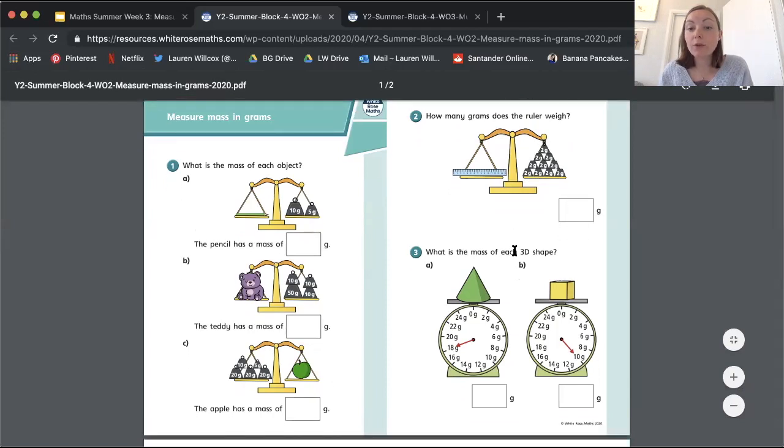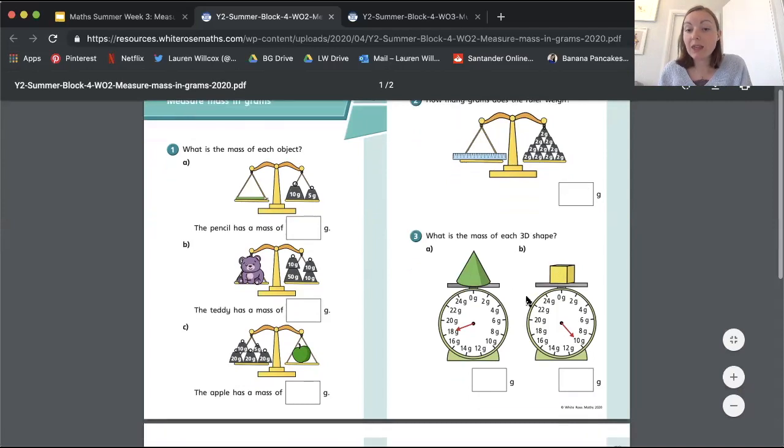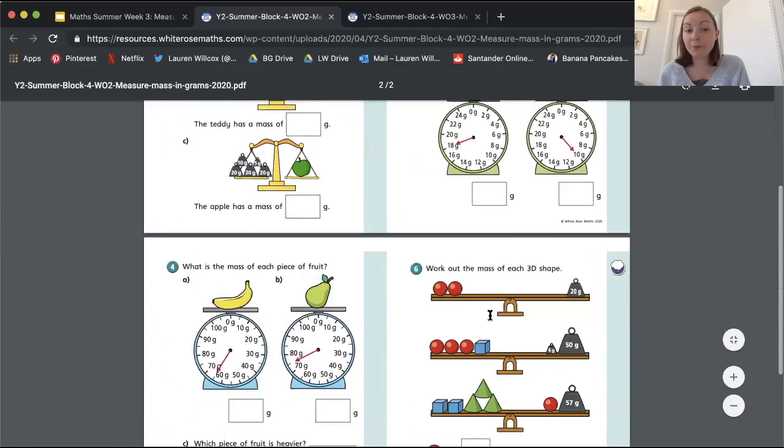Question 3, you've got some 3D shapes. You've got a cone and you've got a cuboid. And these were the analog scales that we were looking at, and they go up in 2s. So this one, we looked at this one already on our slides, the cone, and this one, the cube. We can have a look at what the arrow is pointing to. So you can fill that one in as well.